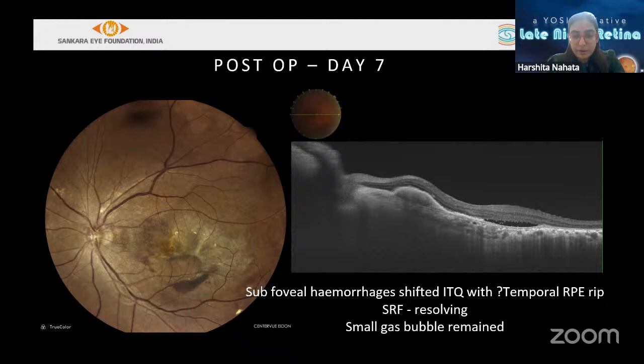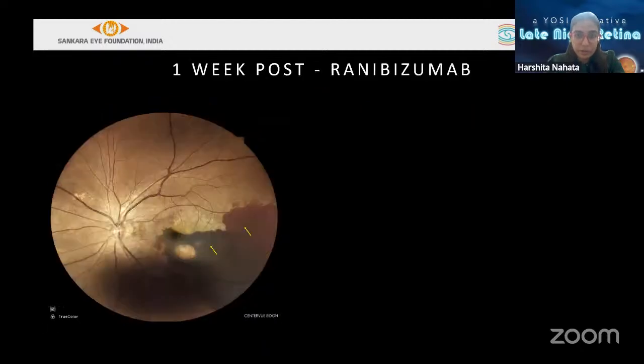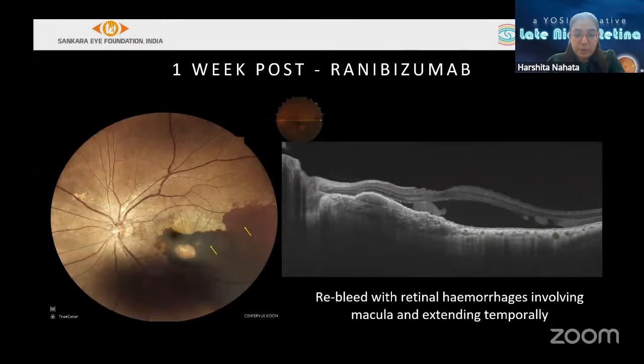But the SRF appeared to be resolving and a small gas bubble still remained. So at this stage, we decided to repeat the Razumab injection to treat the primary pathology. Now, post 1 week of ranibizumab, what we noticed is that the patient had a rebleed with retinal hemorrhages involving the macula and extending significantly temporally.